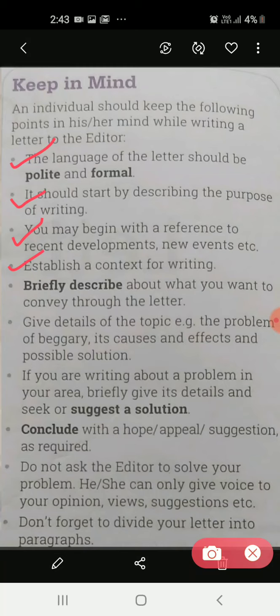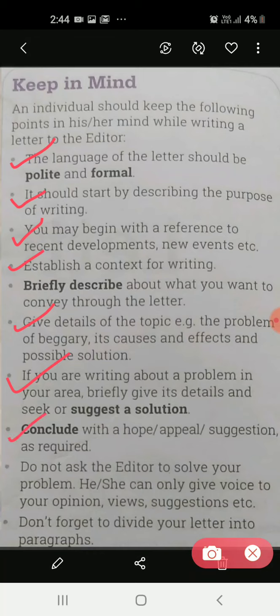You have to keep it within 150 words, and in these 150 words, you have to write about your topic, give details, its causes, effects, and possible solutions as well. There's an example given here, like the problem of beggary. If you're writing about beggary, you have to write about its causes, effects, and possible solutions also in your letter, in those 150 words only. If you're writing about a problem in your area, briefly give its details and seek or suggest a solution. And then conclude with a hope, appeal, or suggestion as required.